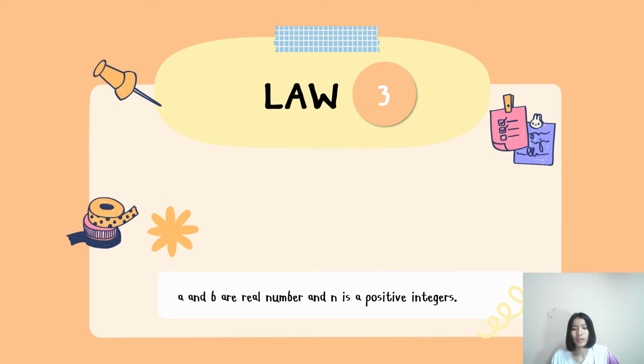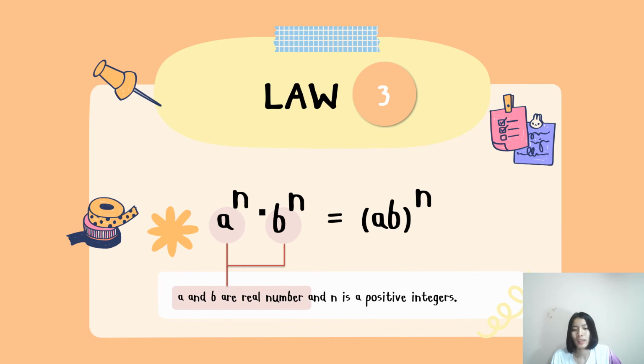Now, let's proceed to law number 3. Law number 3 is a to the power of n times b to the power of n is equal to a times b, all to the power of n. a and b are real numbers and n is a positive integer. This law means that if you have different bases but the exponents are identical, then you can just multiply the bases and then copy the exponent.